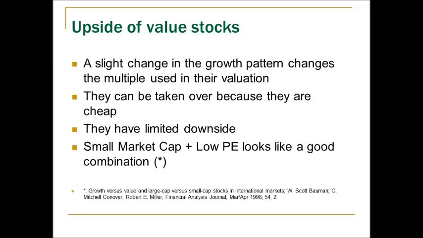So there is an upside to value stocks. Why is it so? Because a slight change in the growth pattern of each of these stocks changes the multiple that can be used in the evaluation process. So it means that a small change will have a big impact on the evaluation. Second, they can eventually be taken over because they are cheap, and if they are taken over, all of a sudden a big company puts on the table a much higher price to take over this company. Well, they have limited downsides because they have a low price earnings ratio, so they are not overvalued, they are relatively underpriced.